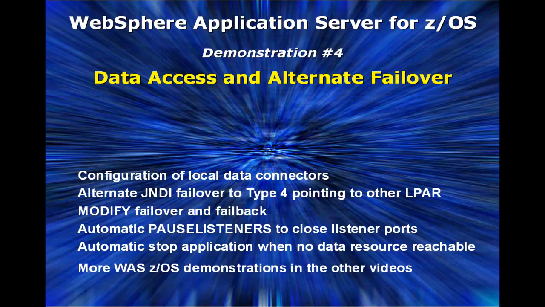We took a look at the failure notification code, which provided two options. The first one would issue an automatic pause listeners to close the listener ports on the server if none of the configured data resources was available. And the other one was an automatic stop of the application when no data resources were reachable, but other applications in the server remained up.